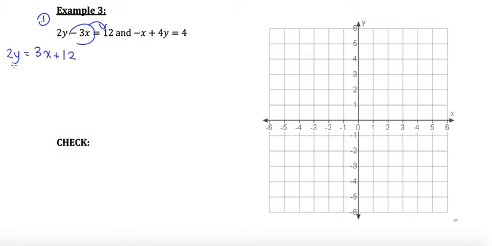I want to get rid of the coefficient in front of the y, so I'm going to divide every term by 2. So 2 divided by 2 is 1, so I'm left with y. And then I can keep that as a fraction. Remember, it's easier to keep my slopes as fractions when I'm graphing. So 3 over 2x, and then 12 divided by 2 is 6. So this tells us that I have a slope of 3 over 2 and a y-intercept of 6.